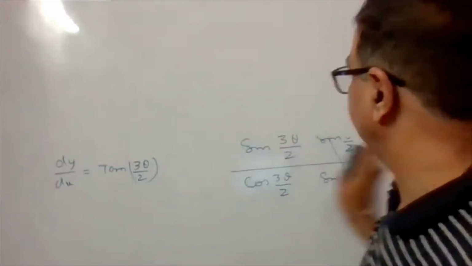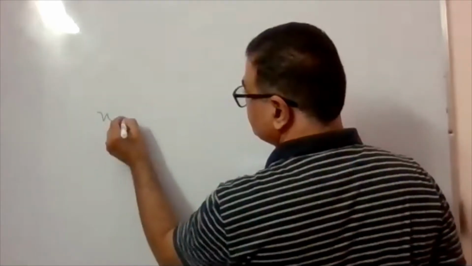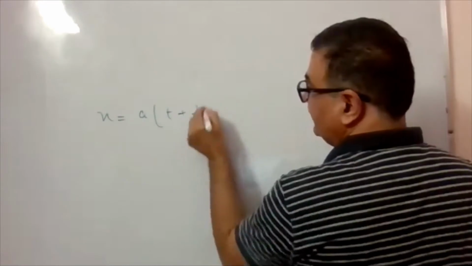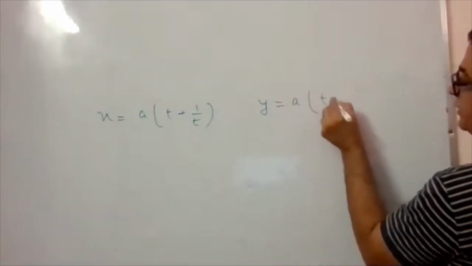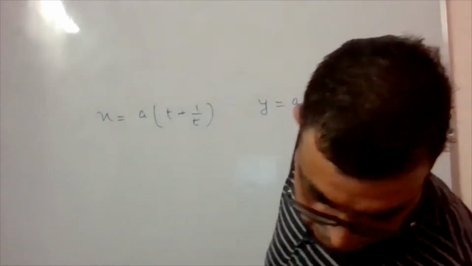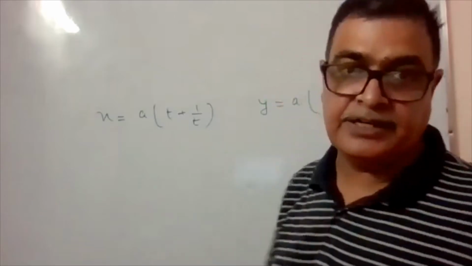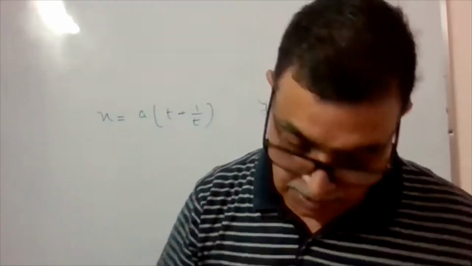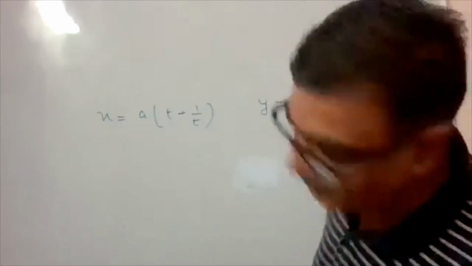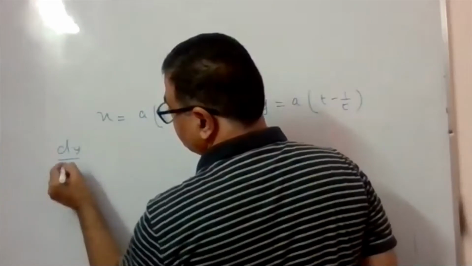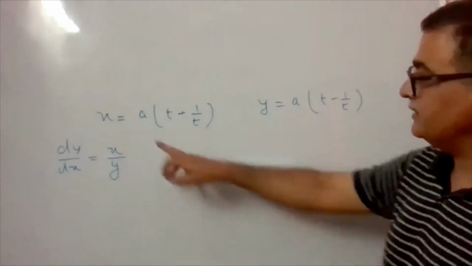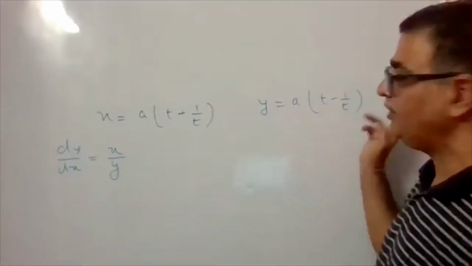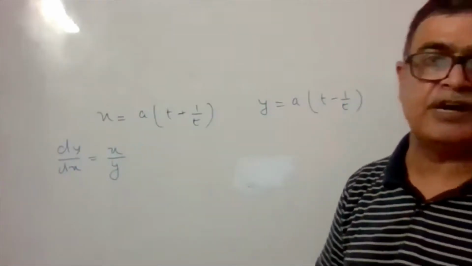x is equal to a (t plus 1 by t) and y is equal to a (t minus 1 by t). Question is prove that dy by dx is x by y. This we have to bring. X is given a (t plus 1 by t), y is a (t minus 1 by t). Now we should find out what is dy by dx.